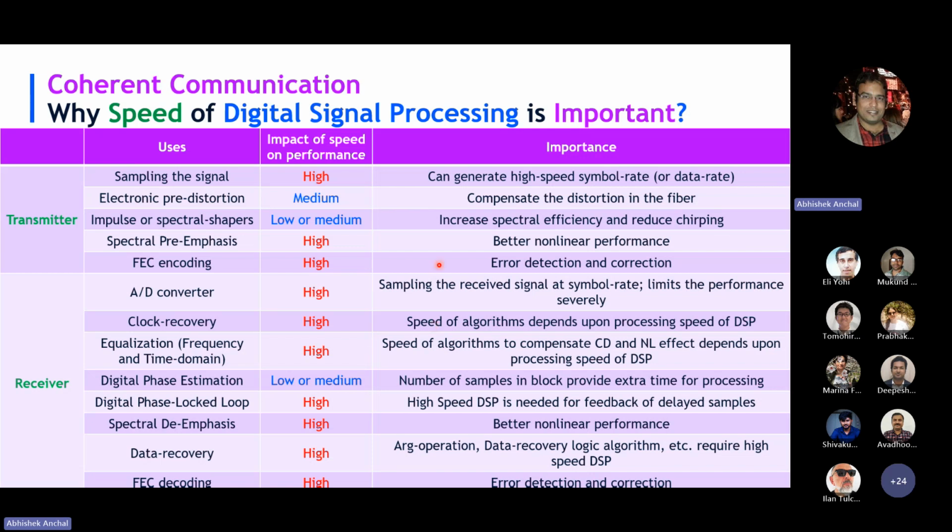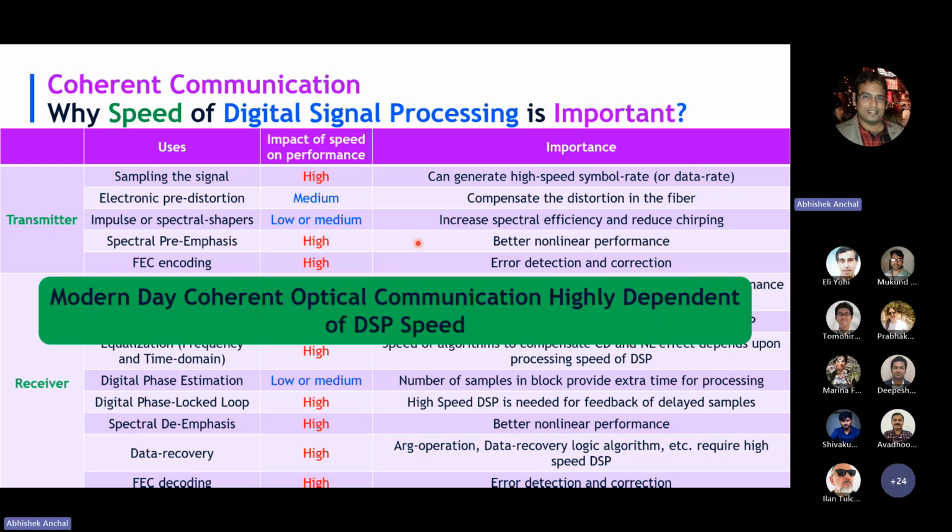So you can see that both on the transmitter and receiver side, the DSP is heavily used and it impacts the performance of the entire system. So DSP speed is very important. That's why we add more and more algorithms, more and more functionality in the DSP. So we need bigger size, bigger heat sinks, dissipating the heat, etc. So the size of the transceiver also changes accordingly.